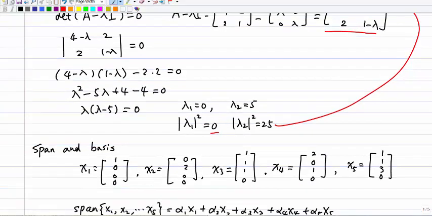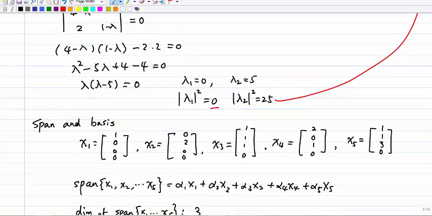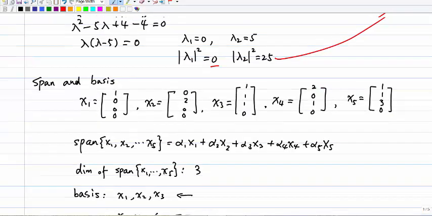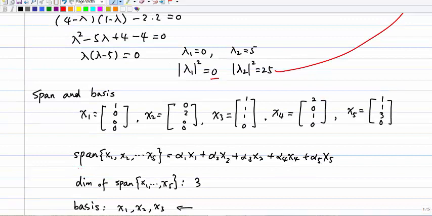The next question is about span and basis. It gives you a set of vectors. What is the span space, and what is the basis for the set of vectors? The definition of span is pretty standard and straightforward. It's just a weighted linear combination of all these vectors we have. So you can do alpha 1 x1 plus alpha 2 x2 plus alpha 3 x3, and so on. These alpha 1 until alpha 5 are real numbers. That's it.